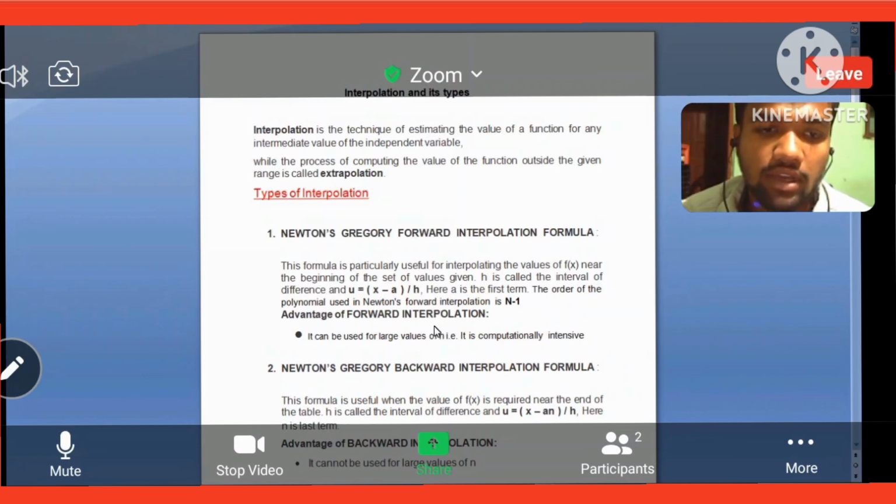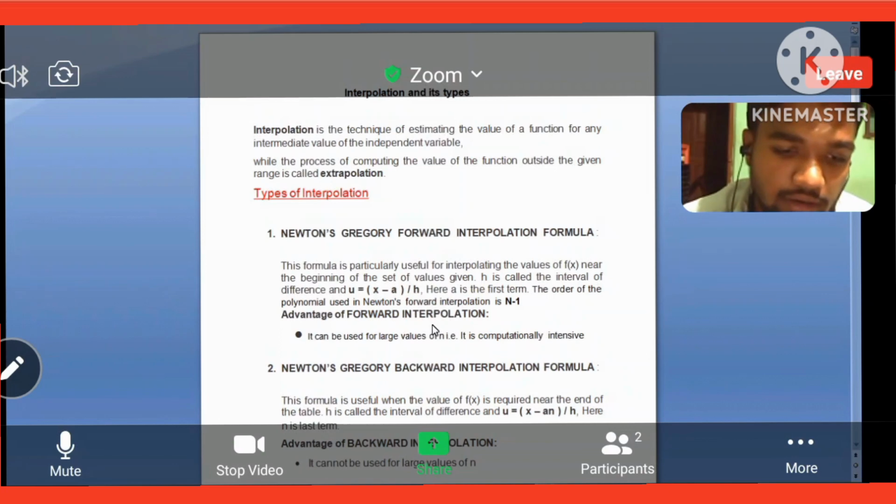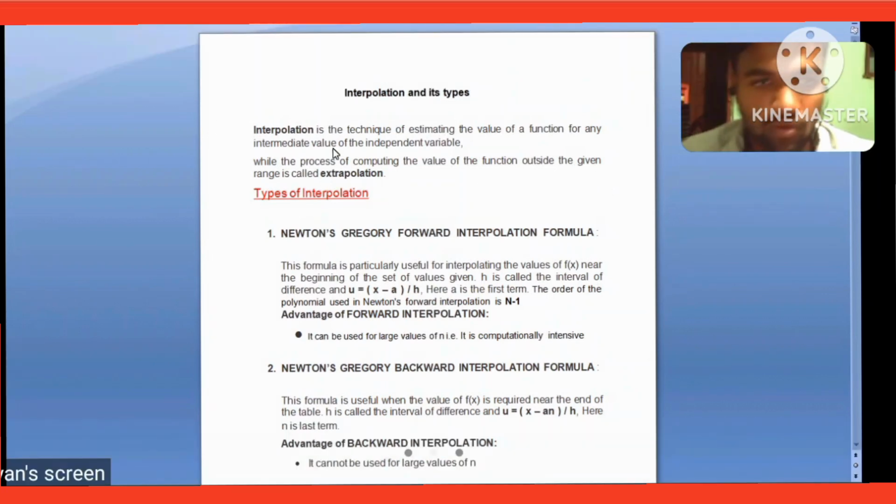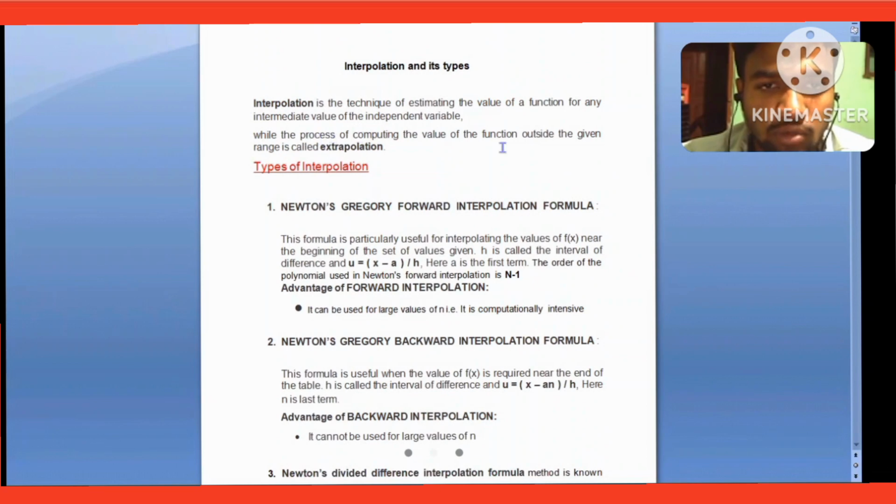Now let's get into today's content. The topic name is Interpolation and its types. Interpolation is a technique for estimating the value of a function for any intermediate value of the independent variable. There is extrapolation also. The process of computing the value of a function outside of the given range is called extrapolation.